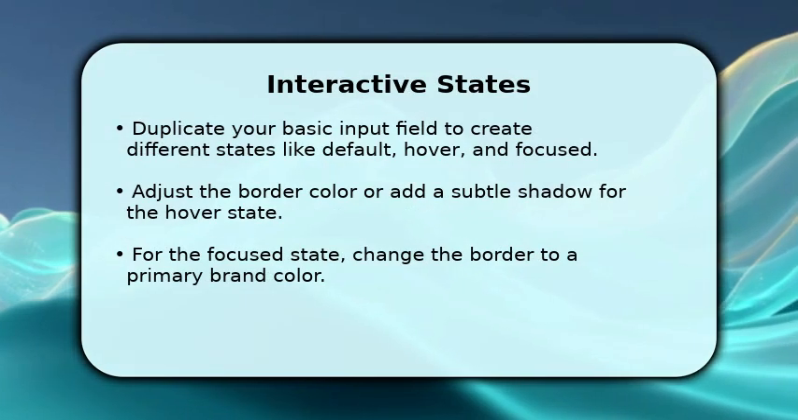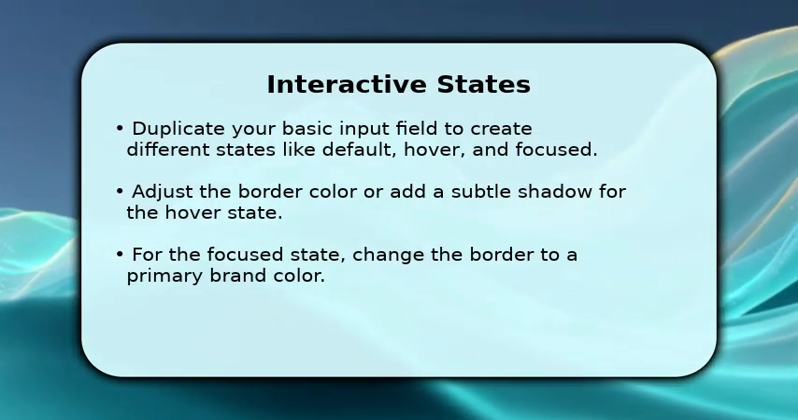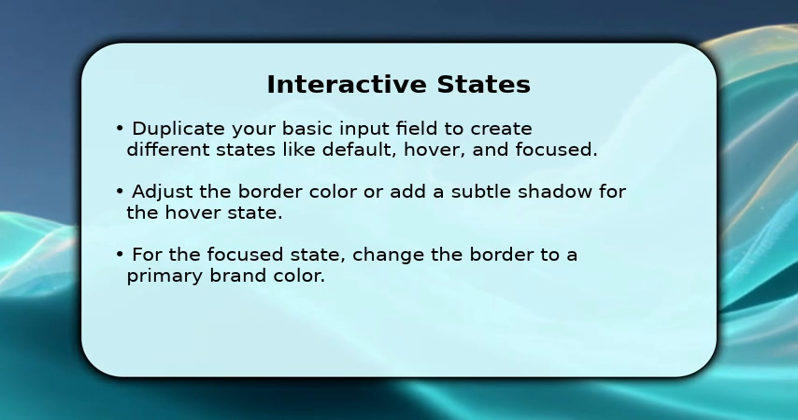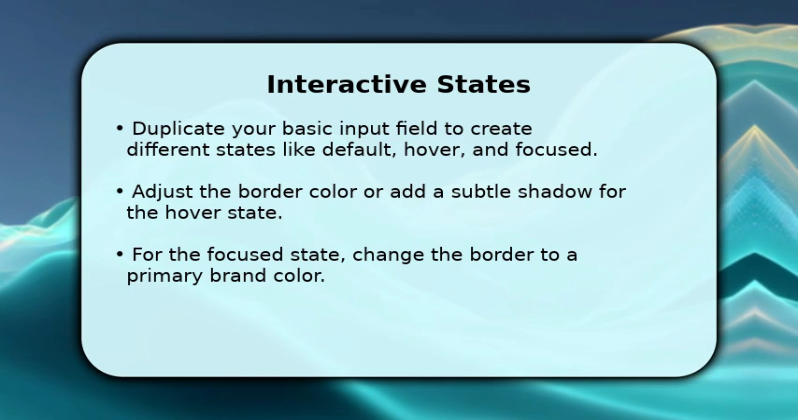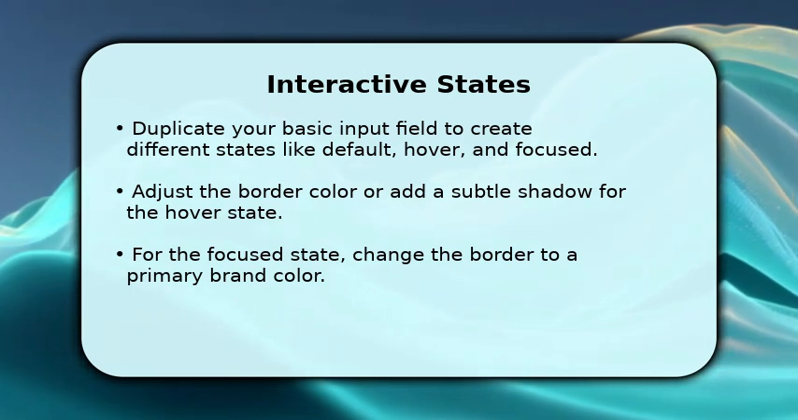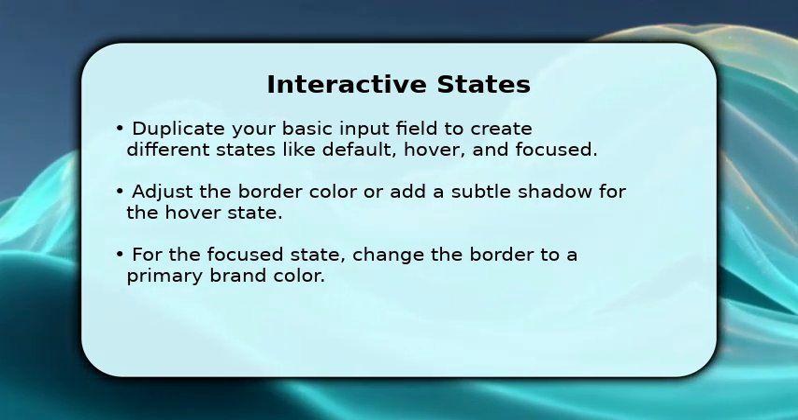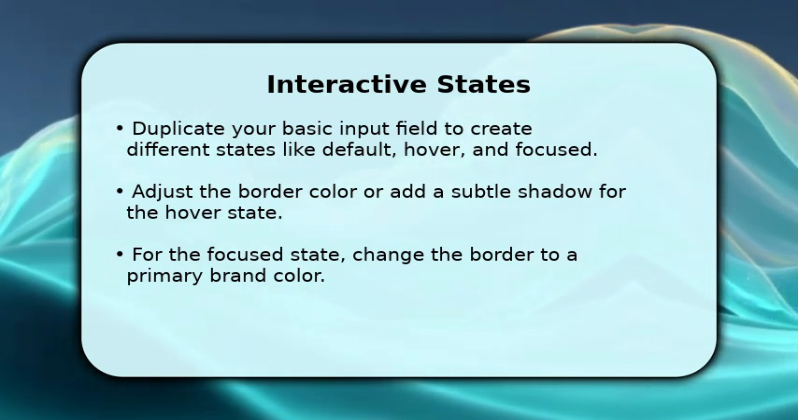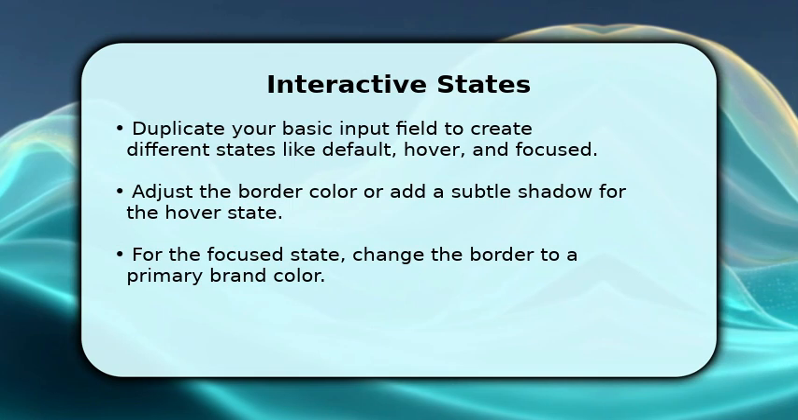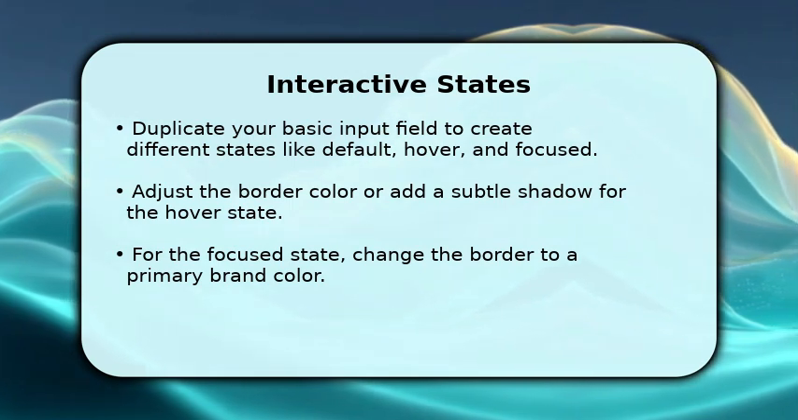Now, let's bring our form to life with interactive states. Duplicate your basic input field to create variations for default, hover, and focus states. For the hover state, you might subtly change the border color or add a slight shadow. When the field is focused, consider changing the border to your primary brand color for clear visual feedback.